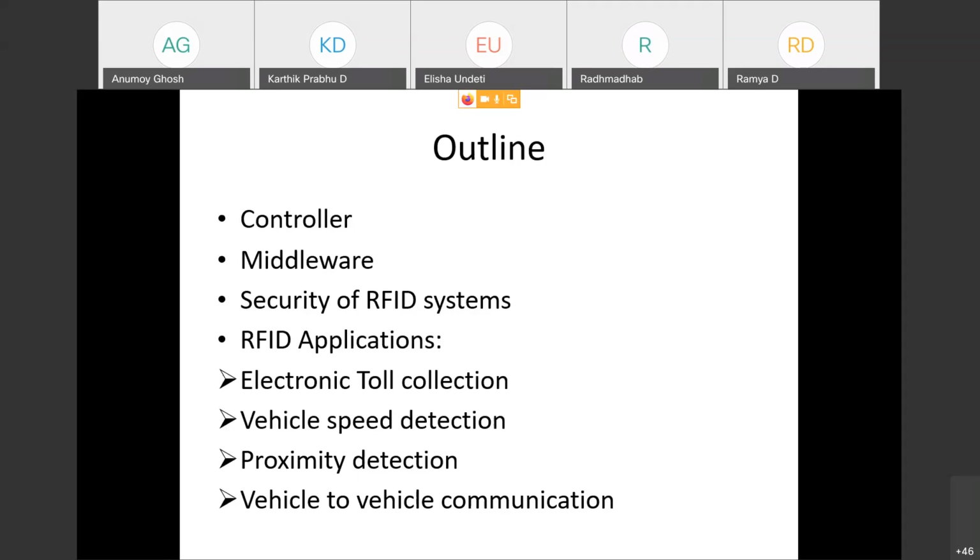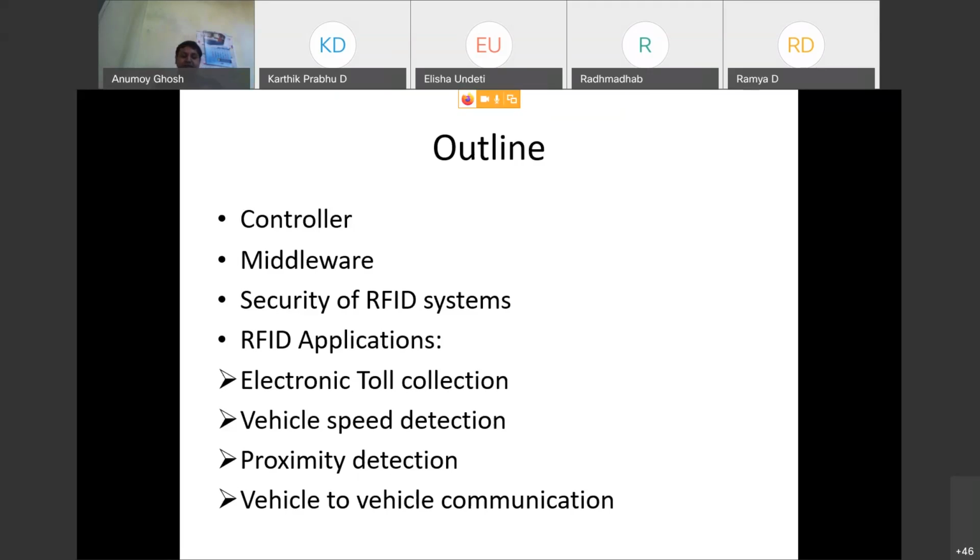Now, the third aspect is the security of RFID systems, because you know that there is a lot of spying going on. So we will be talking about the security of RFID systems, how a third party can attack an RFID reader or tag, and what can be done to combat that. And after that, RFID applications, which will be solely based on vehicle management: electronic toll collection, vehicle speed detection, proximity detection, and vehicle to vehicle communication.